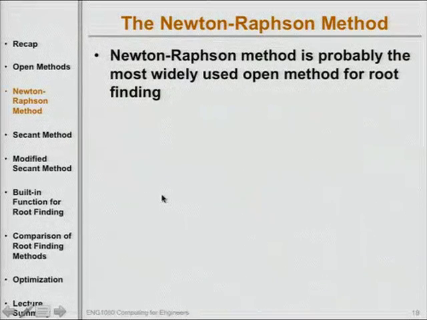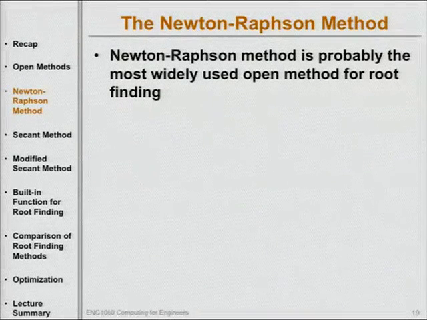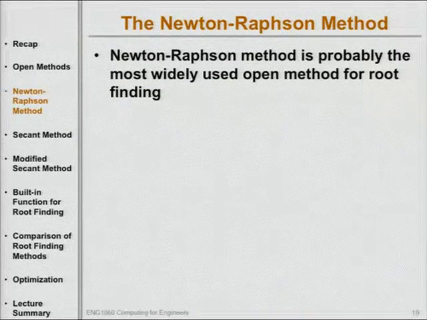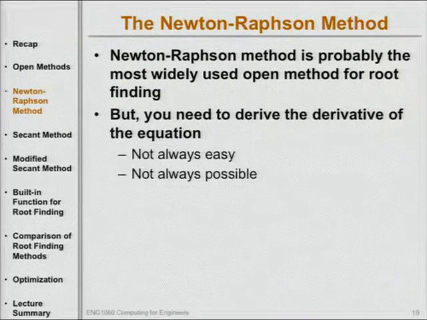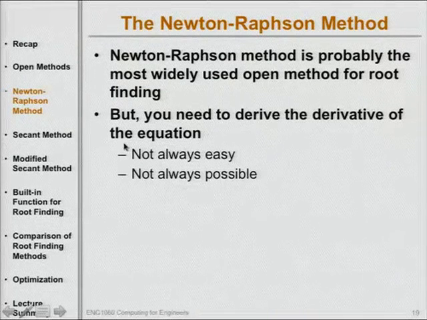Newton-Raphson is the most widely used method for root finding when you have an analytic function that you know the derivative of. Okay, because it generally converges very rapidly and it's pretty robust. But you need the derivative of the function.